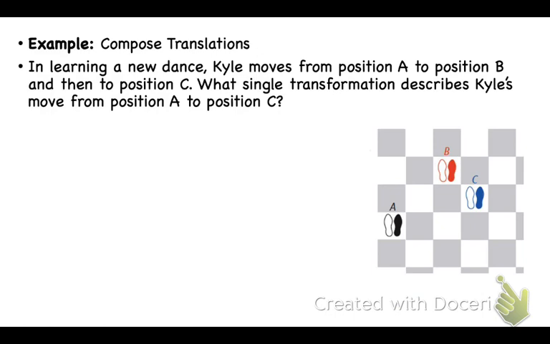So let's talk about Mr. Kyle here. He's taken some dance lessons. And Kyle moves from position A to position B and then to position C. What single transformation describes Kyle's movement from position A to position C?